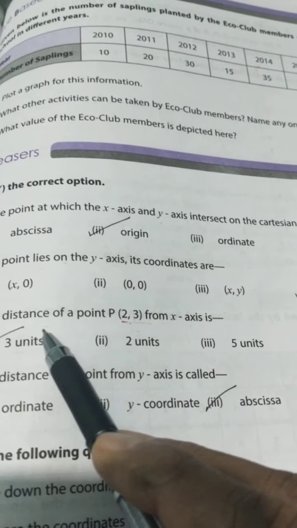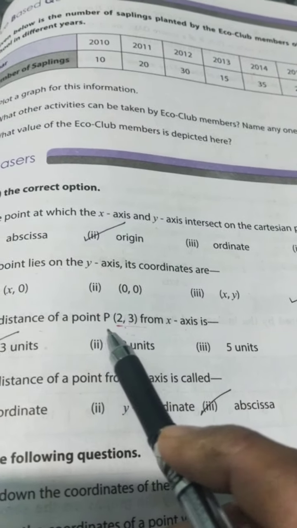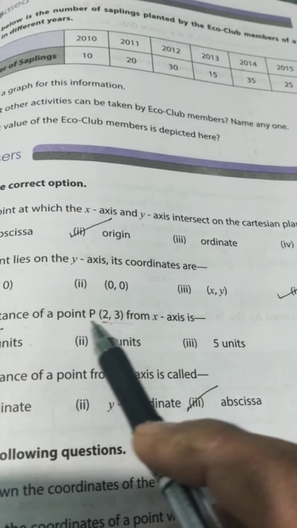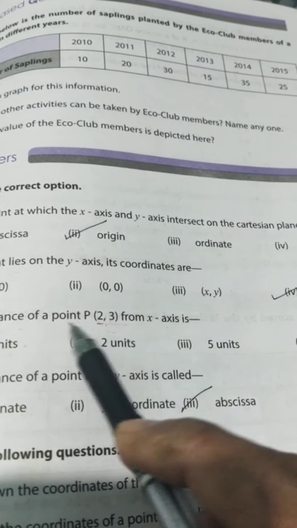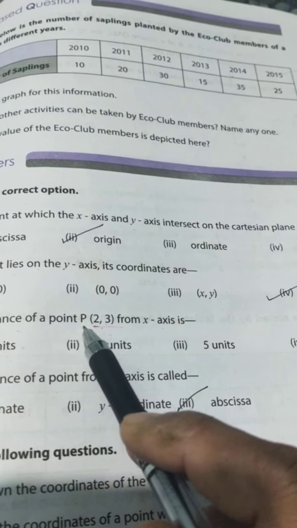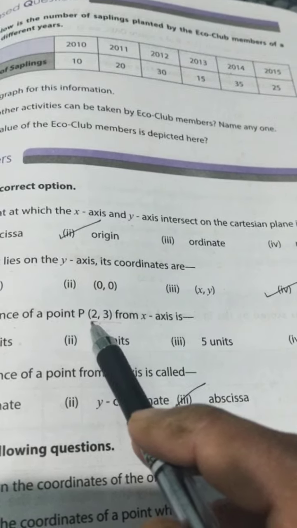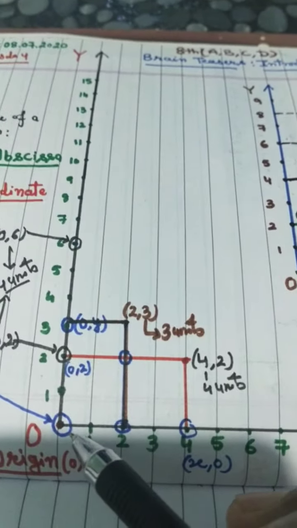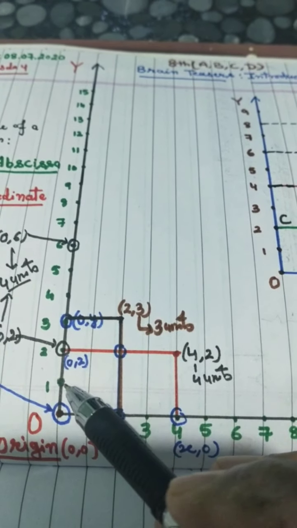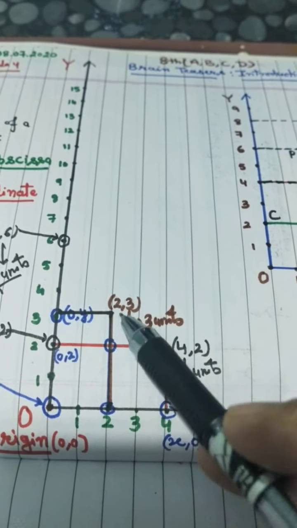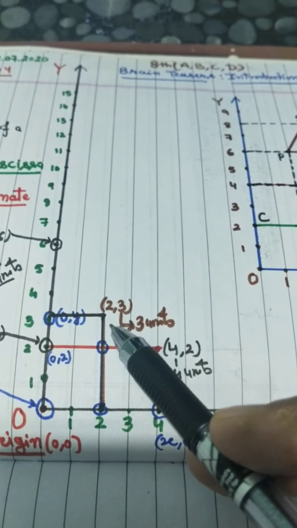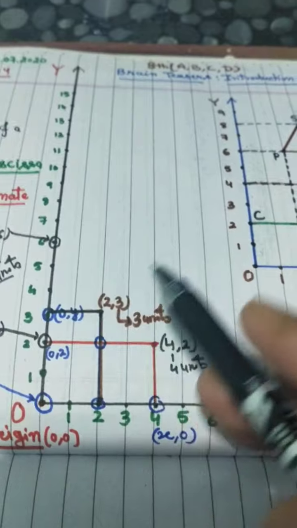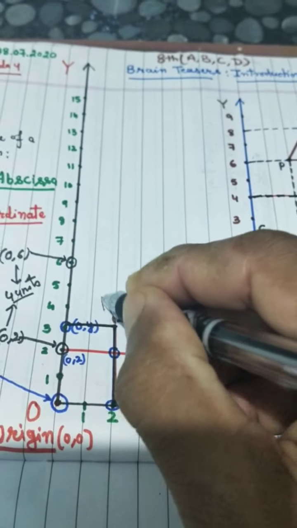Now, the distance of a point P (2, 3) from the x-axis. Here x coordinate is 2 and y coordinate is 3. Look here, x coordinate is 2, 1, 2. Y coordinate is 3, 1, 2, 3. Join these, (2, 3). This is your point P.